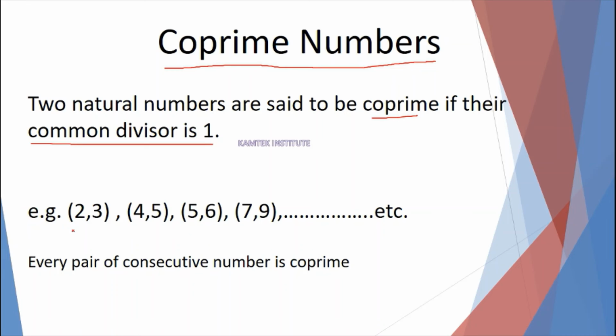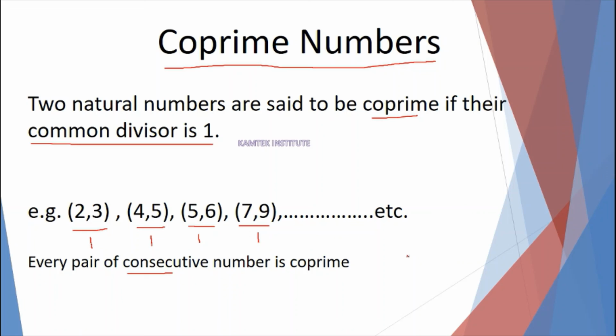एग्जांपल 2 and 3 इनके बीच का कॉमन डिवाइजर 1 है. 4 and 5 कॉमन डिवाइजर इज 1. 5 and 6 again the common divisor is 1. 7 and 9 common divisor is 1 and so on. Now point to remember is that every consecutive number is coprime in nature.